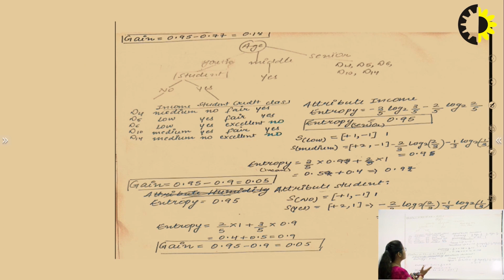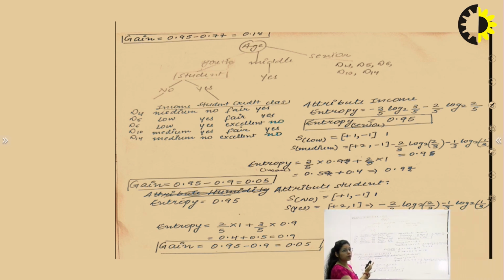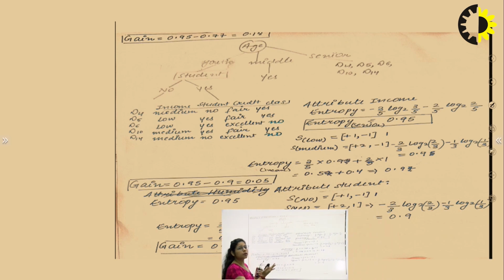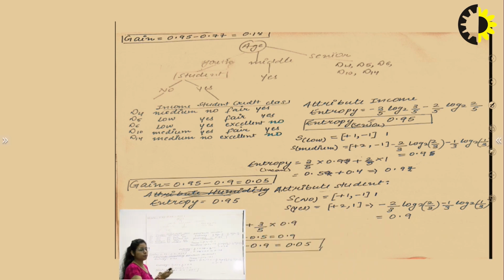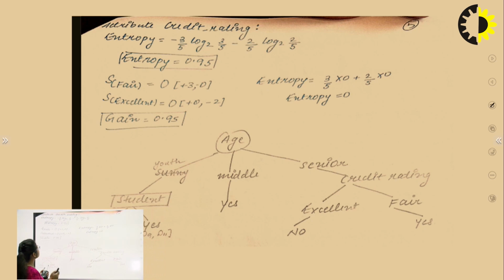Now we will calculate information gain for attribute student. In student, we have 3 yes and 2 no's. And we will calculate this with respect to the class attribute. The entropy is 2 by 5 into 1, 3 by 5 into 0.9. We calculate this, and again we calculate gain and compare all the gains. We compare the gains of income, student, credit rating with respect to the class attribute, which is buys computer. This is the last step.